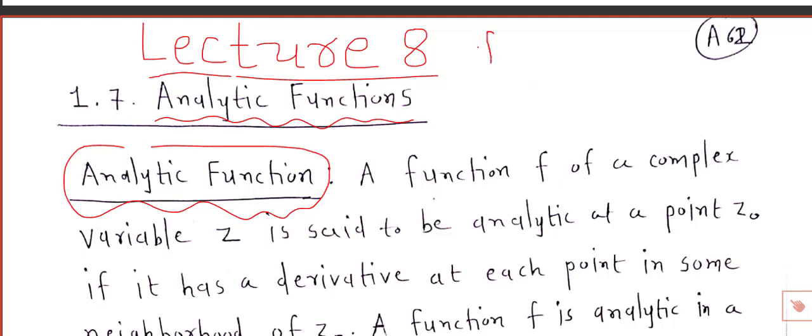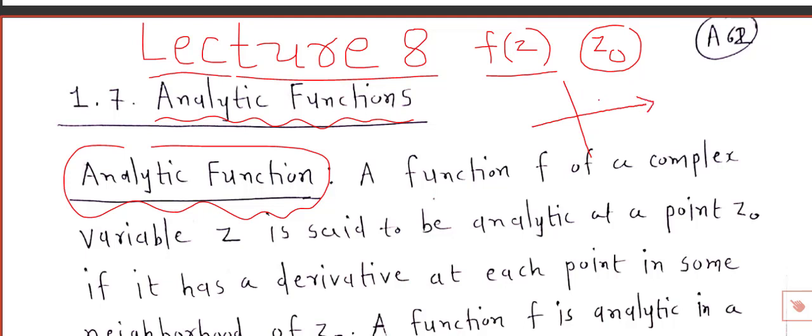Suppose we are given some function of a complex variable, or some complex function f of z, and let z0 be any complex number in the complex plane. Then this function f of z is said to be analytic at this point z0 if we can find at least one circle whose center is z0 such that the function is differentiable at every point in that circle.